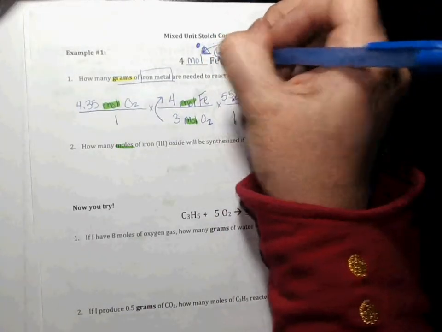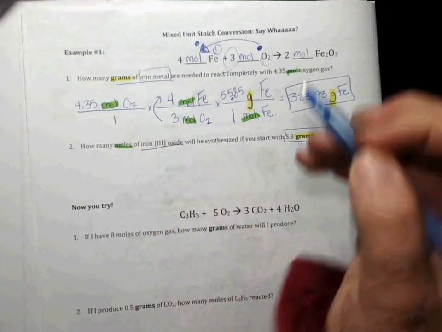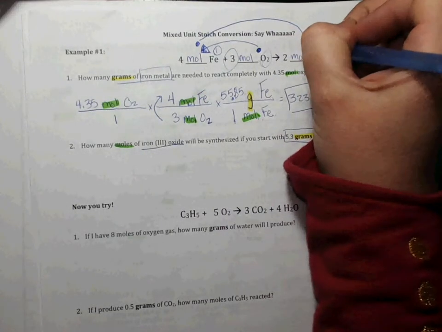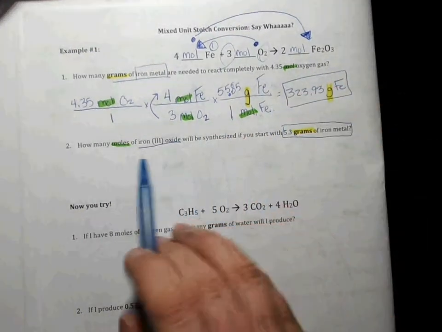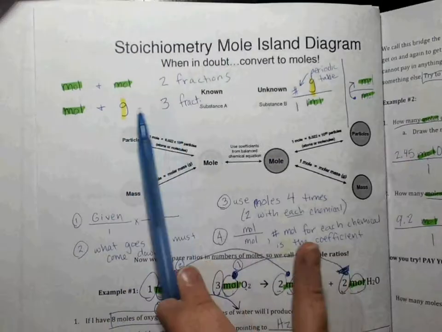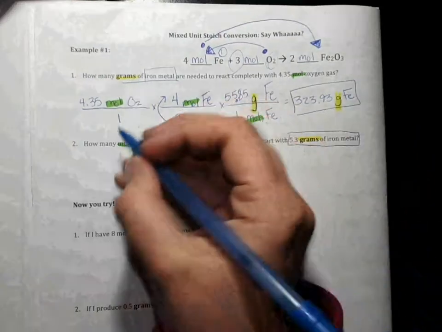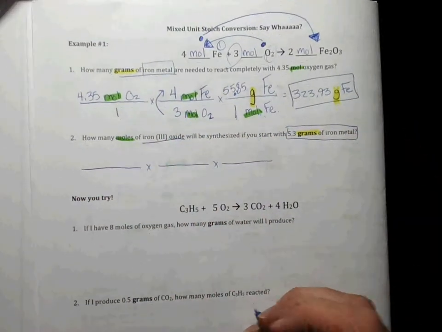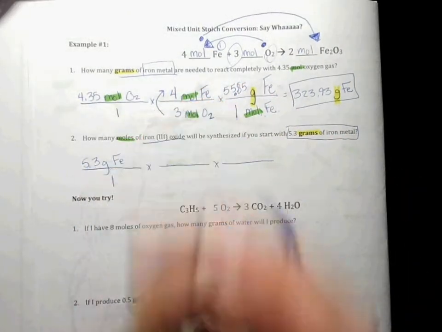So this bridge was number 1. We're about to draw a different bridge for number 2. It's pointing at iron 3 oxide. That's this guy over here. If you see grams and moles in the same problem, that is 3 fractions. So I'm going to draw my 3 fractions. 1, 2, 3. Put the given 5.3 grams of iron over 1.